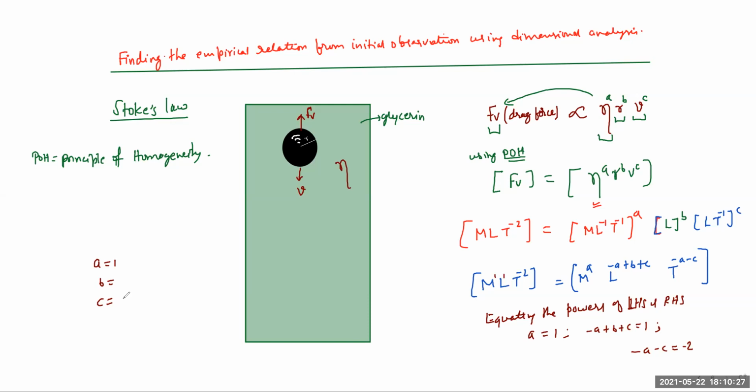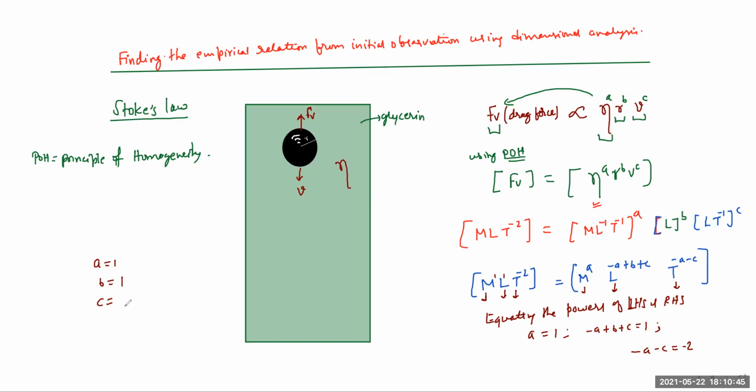But where did you get the powers in the first place? The power of M. So we compare the power of M here, L here, and T here. So b is equal to 1, and c is also 1. Yeah, b is 1 is the right answer.